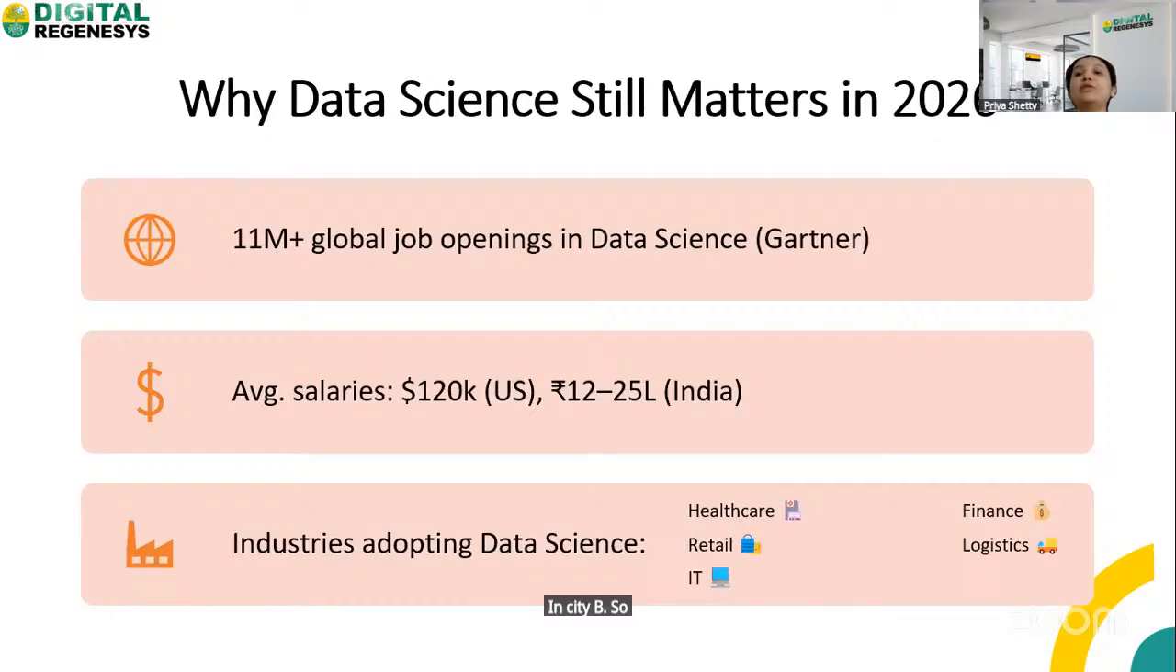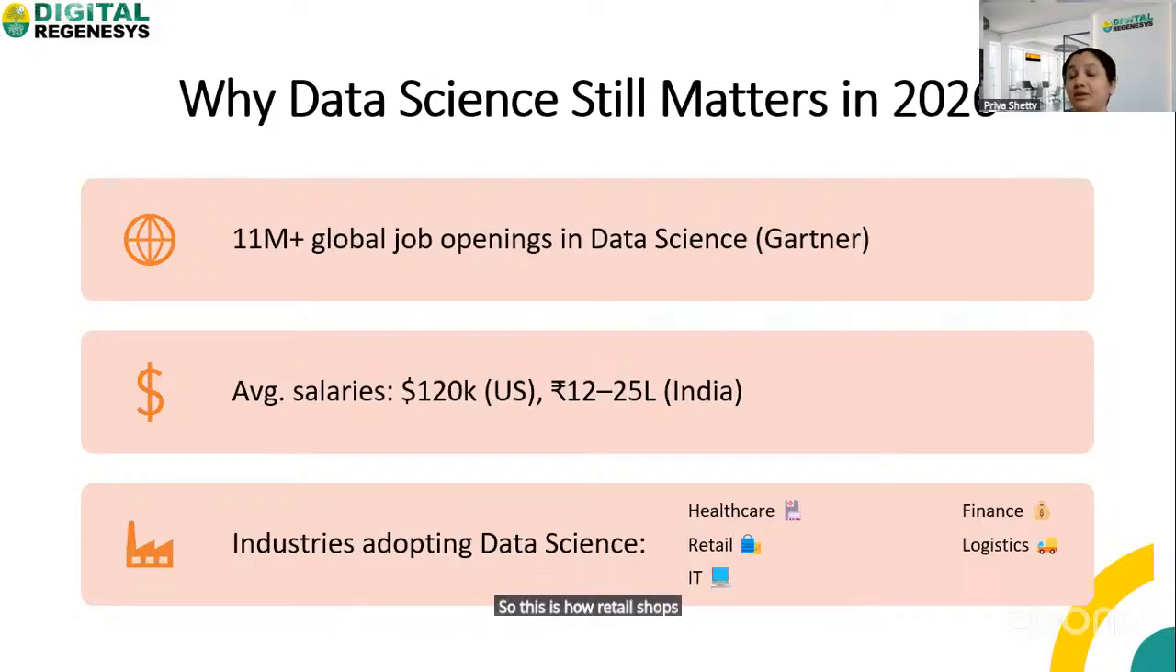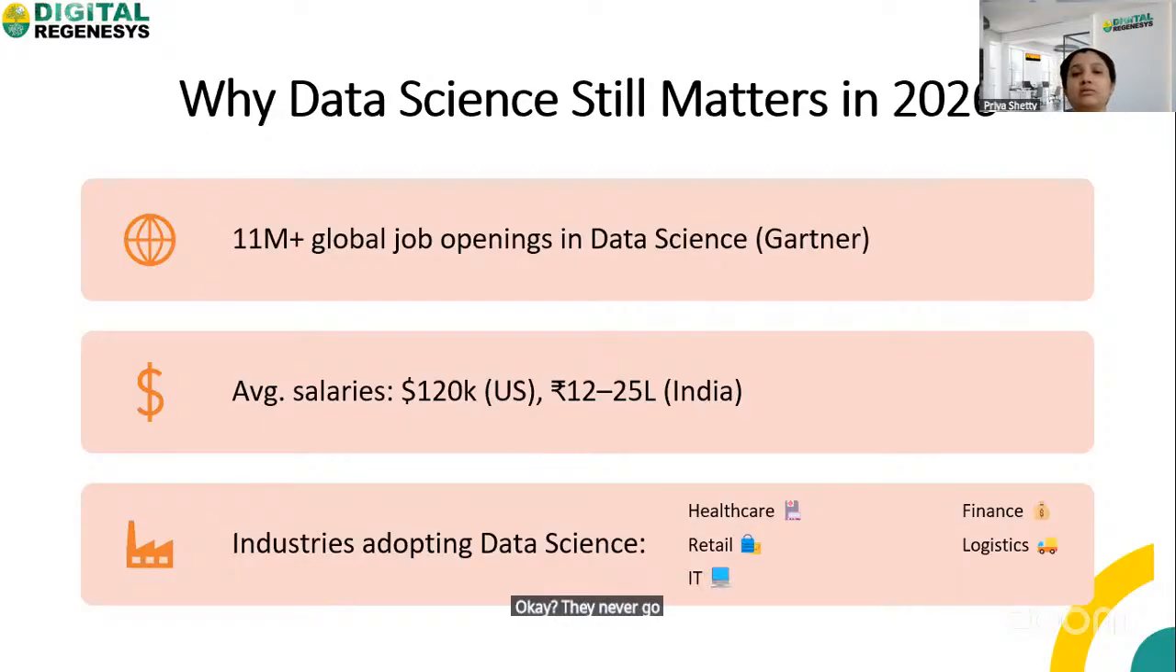So which is why the shop is not going into loss, because they are focusing on the customers' needs, not comparing with another shop where A and B products are being sold. This is how AI is helping retail shops. Not only this, there is technology where, without any human intervention, the shop maintains the product requirement. They never go out of stock, and that is because of data science and AI.